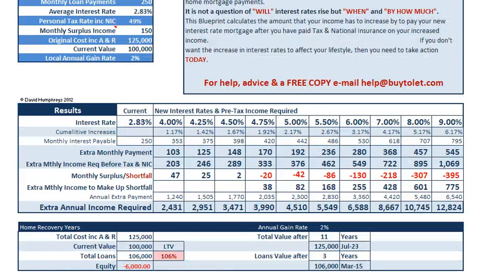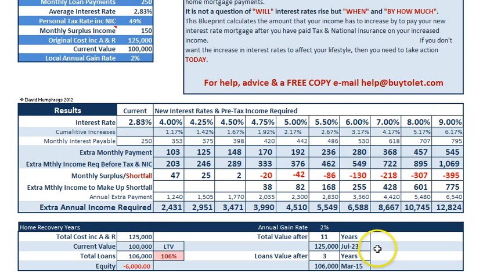And finally on this page we look at the home recovery years. How long is it going to take the current value to rise to equal the total original cost, assuming that the current value is less than the total original cost? And how long is it going to take the current value to rise to equal the total amount of loans outstanding on the property?